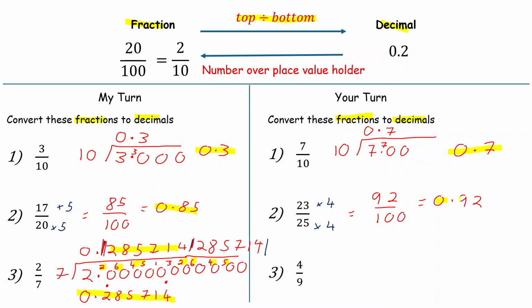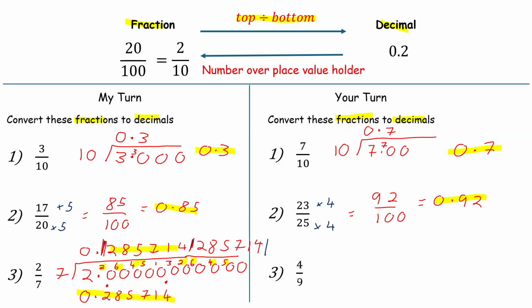I could have done how many 25s go into 23 and used bus stop, so top divided by bottom, 25 into 23, but this is just a lot more awkward to do. So I spotted that this number easily goes into 100, so I could do it by timesing through by 4.